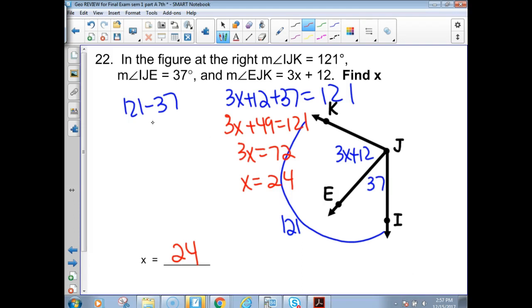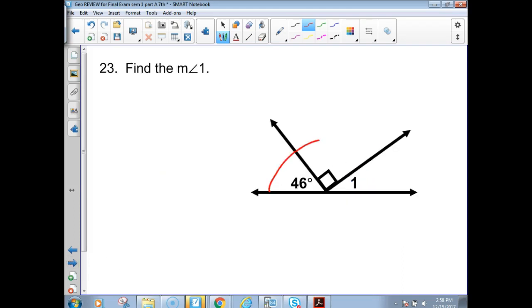The other way you could have done the problem is first figure out that angle EJK is, what was 121 minus 37? Did anybody do it like that? 84. And then you could have said 3x plus 12 equals 84. And you would have subtracted 12 and gotten 72, and you still would have got the same answer, right? Okay. 23, you've got three angles that add up to 180. All right, so subtract 90 and subtract 46 and get it done. Angle 1 is 44 degrees.